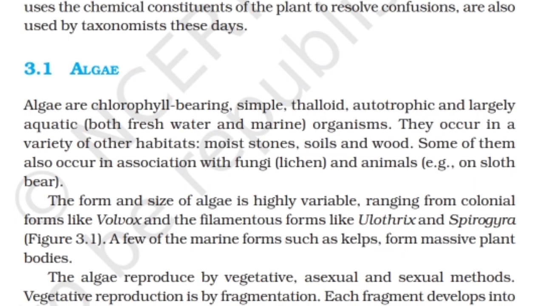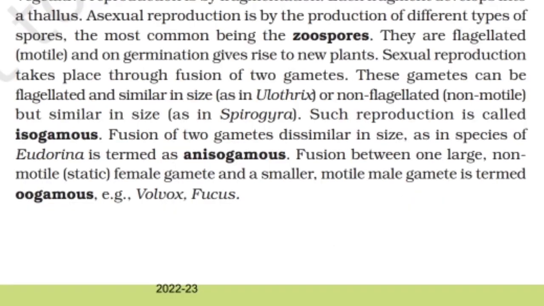The algae reproduce by vegetative, asexual, and sexual methods. Vegetative reproduction is by fragmentation. Each fragment develops into a thallus. Asexual reproduction is by the production of different types of spores, the most common being the zoospores. They are flagellated, motile, and on germination give rise to new plants.